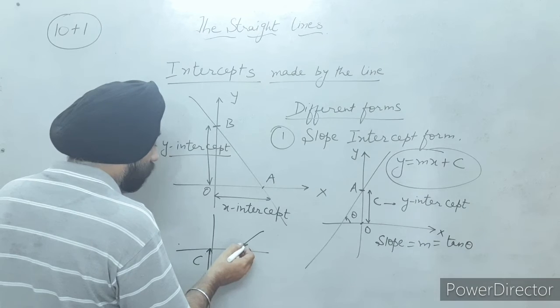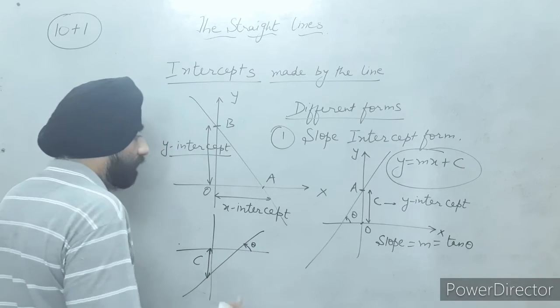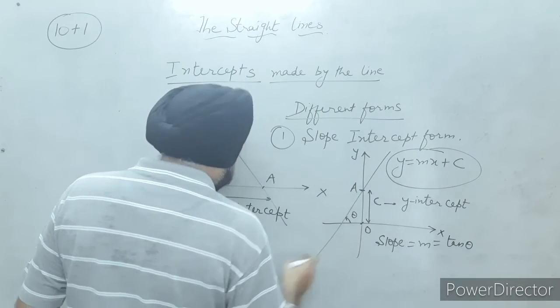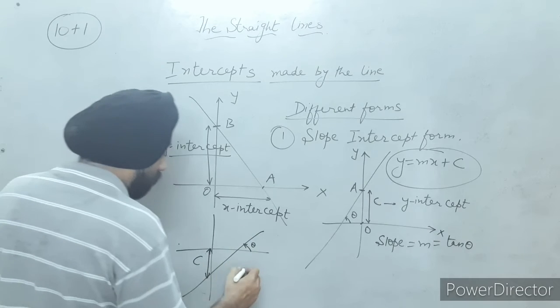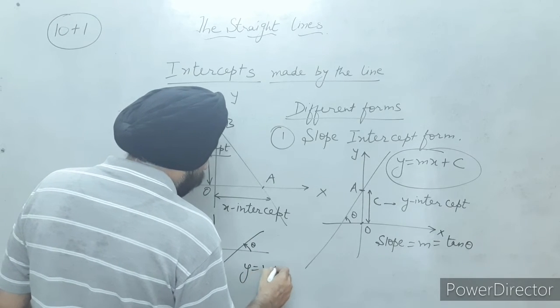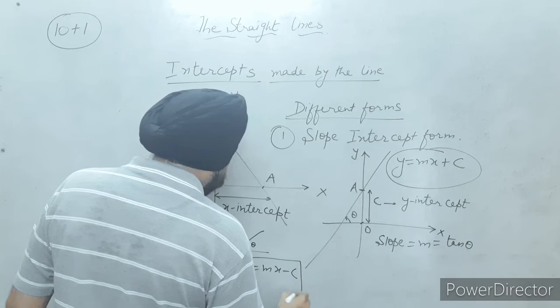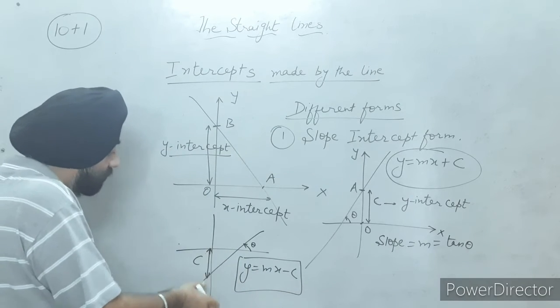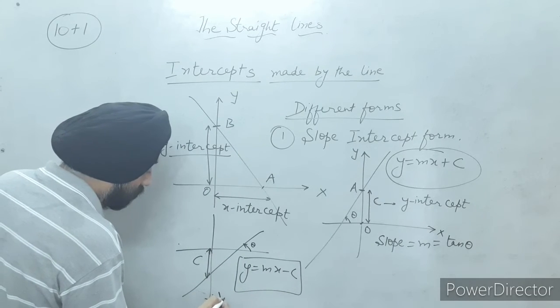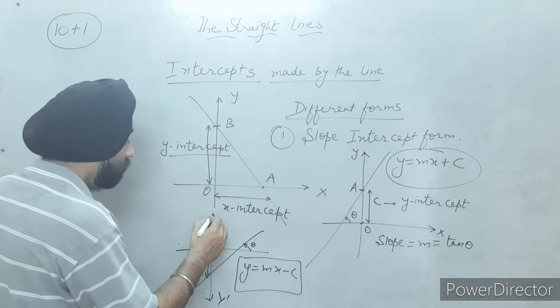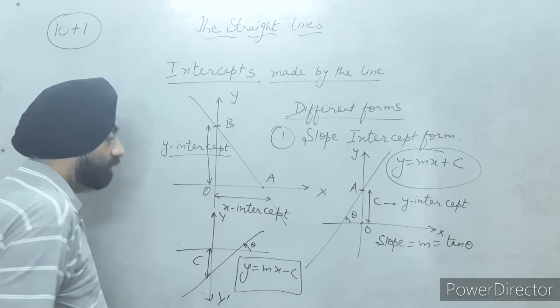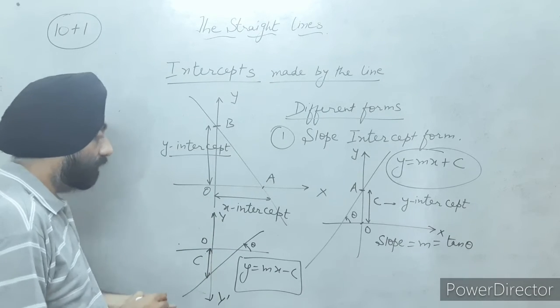Now this angle I will take as theta. In the same way I will calculate m, that is tan theta. Here I will write y equals mx minus c. Why? Because my y-intercept was negative. This is your y dash, this is my positive y-axis, and this is my origin.